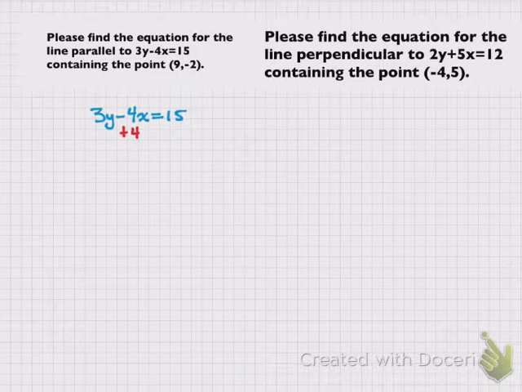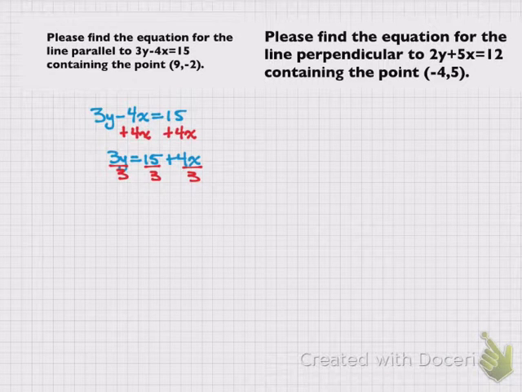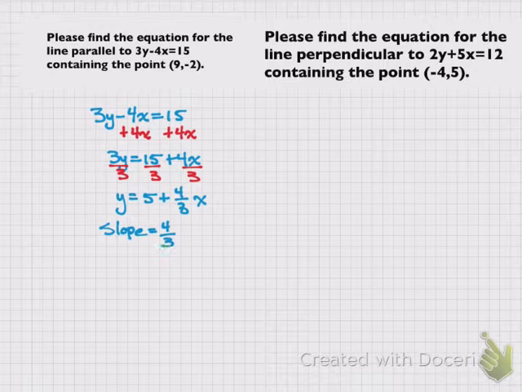So let's add 4x to both sides. We get 3y equals 15 plus 4x. Let's divide both sides by 3. That's going to yield us a nice y equals equation. We get y equals 5 plus 4/3 x. So my claim is that the slope of this original line is 4/3. And I'll even write original slope and not just slope.